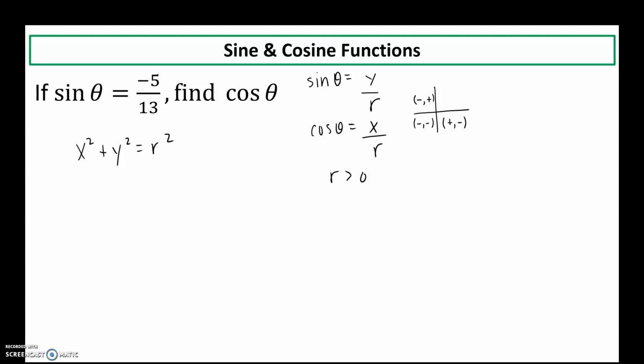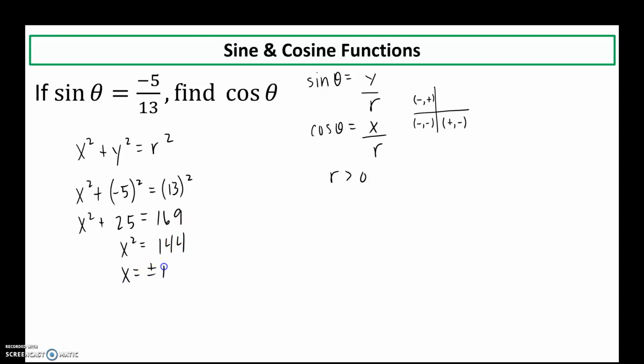Okay, so I'm going to fill in what I know. X I'm looking for because that's going to allow me to find my cosine. Y is equal to negative 5. R is equal to positive 13. Okay, so x squared plus 25 equals 169. X squared is equal to 144. Taking the square root, don't forget you get 2 answers. Okay, and that's going to be important.